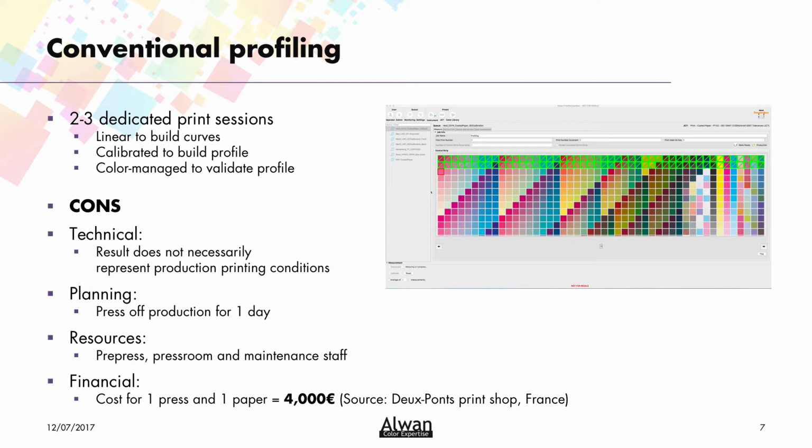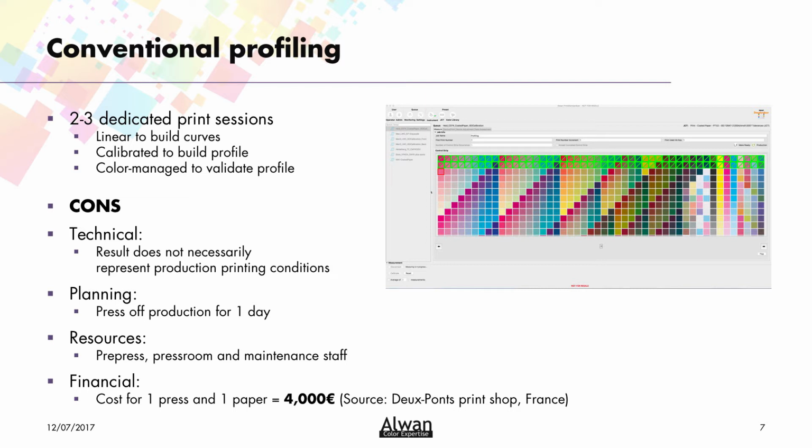So by having specific printing conditions generating a specific ICC profile, even though it may be a very nice, optimal ICC profile, this profile does not necessarily represent the press behavior and the press color production capability in daily production. So this is a technical constraint that we are all aware of. Experience has shown that profiling session printing conditions do not always match production printing conditions.